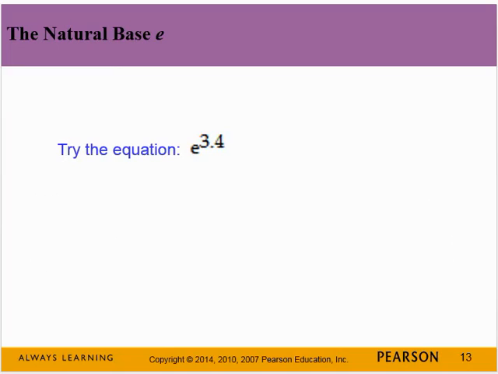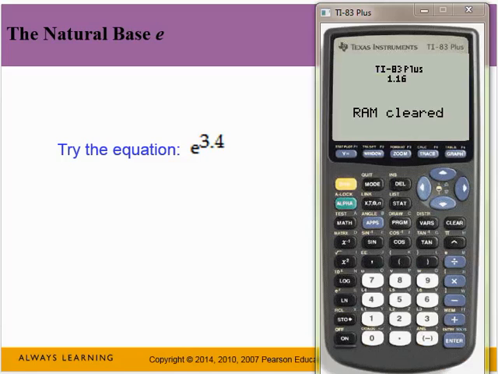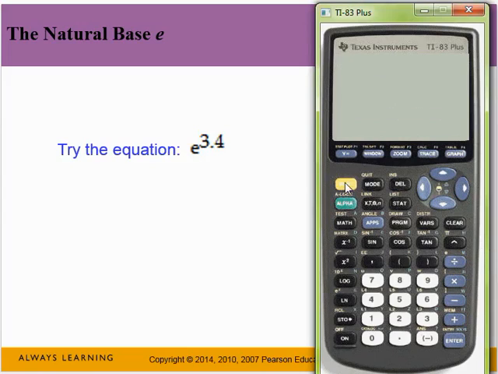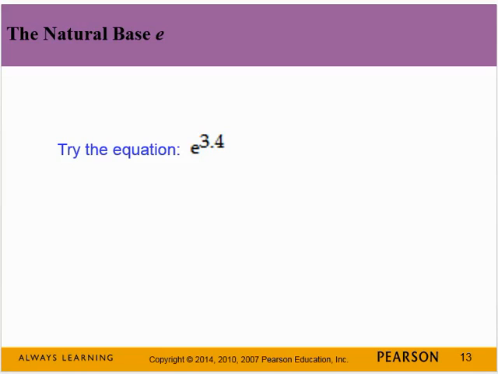So, on your calculator, you want to try the problem e to the 3.4. So I've pulled up my calculator. Let's clear this first. So second, ln, 3.4. So your answer should be about 29.96.